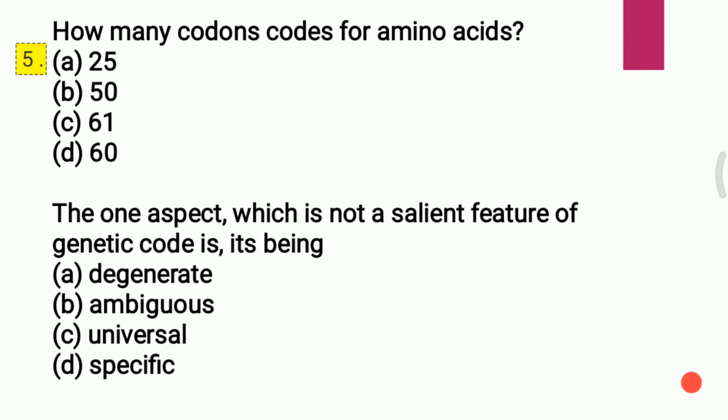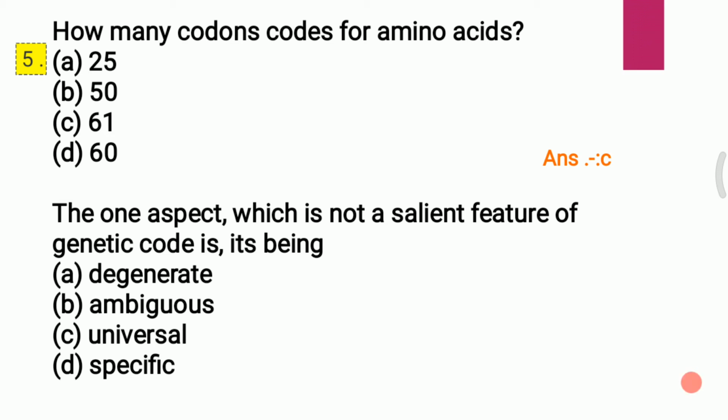Fifth slide. How many codons code for amino acids? A. 25, B. 50, C. 61, D. 60. How many codons code for amino acids? The correct answer is C, that is 61.